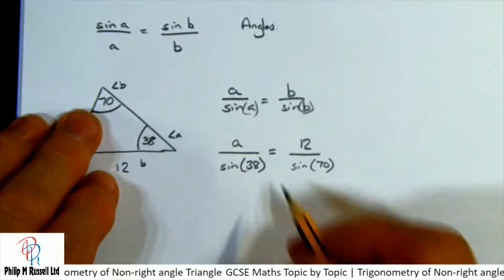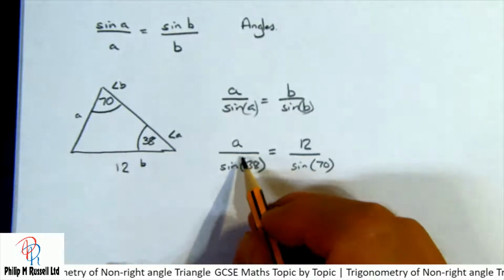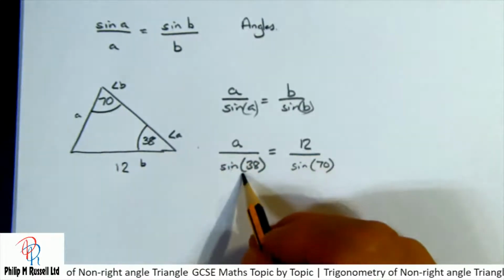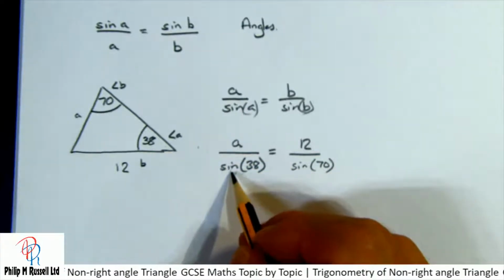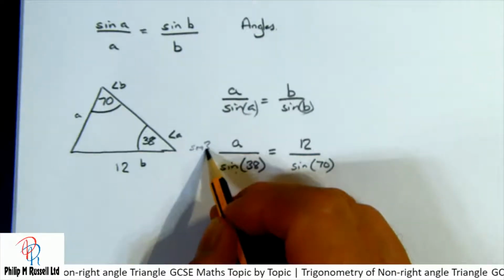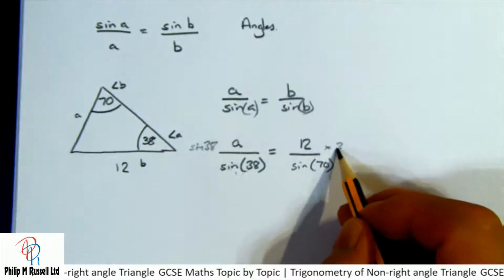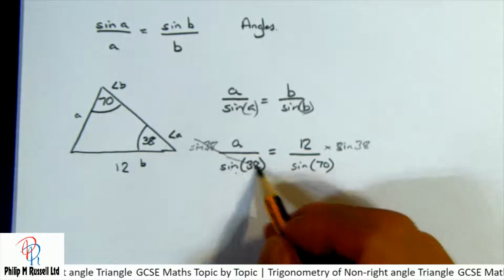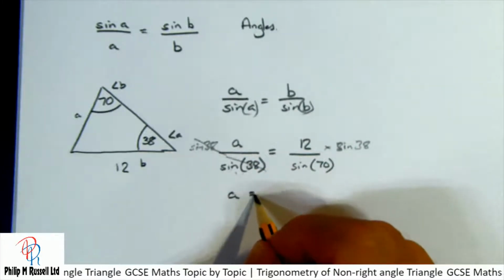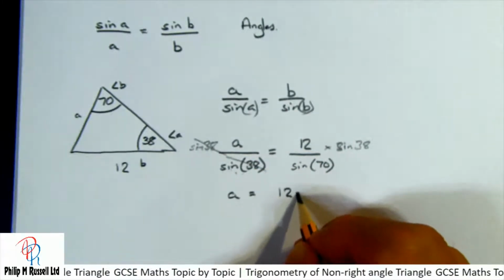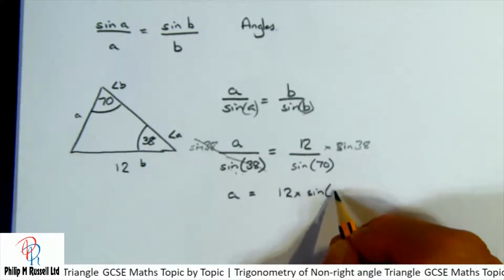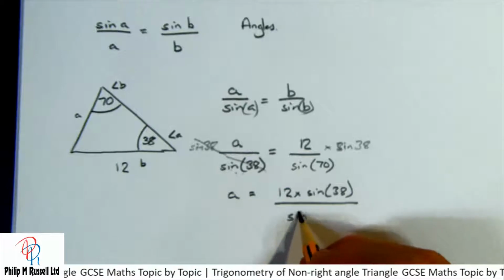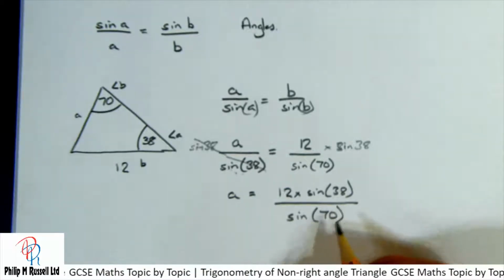I want to rearrange this formula so that A is the subject. So I'm going to multiply both sides by the sine of 38. So if I put sine of 38 on both of those, these will cancel. And so we've got A equals 12 times the sine of 38 divided by the sine of 70.